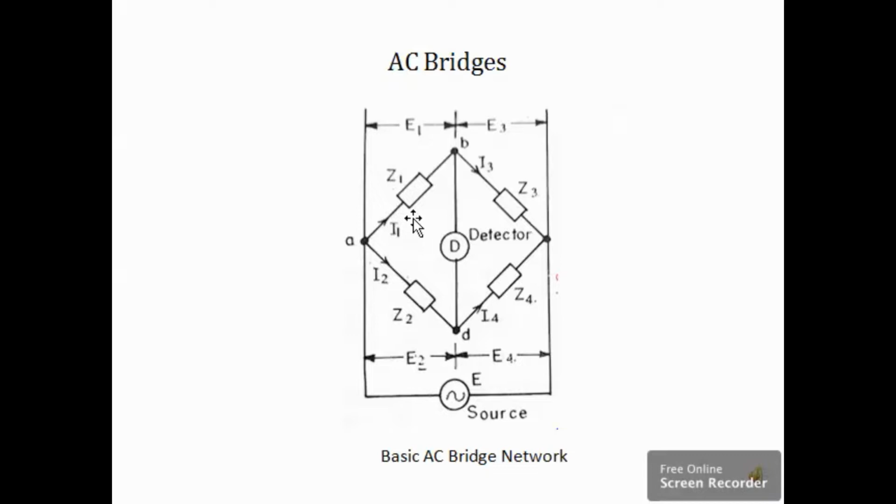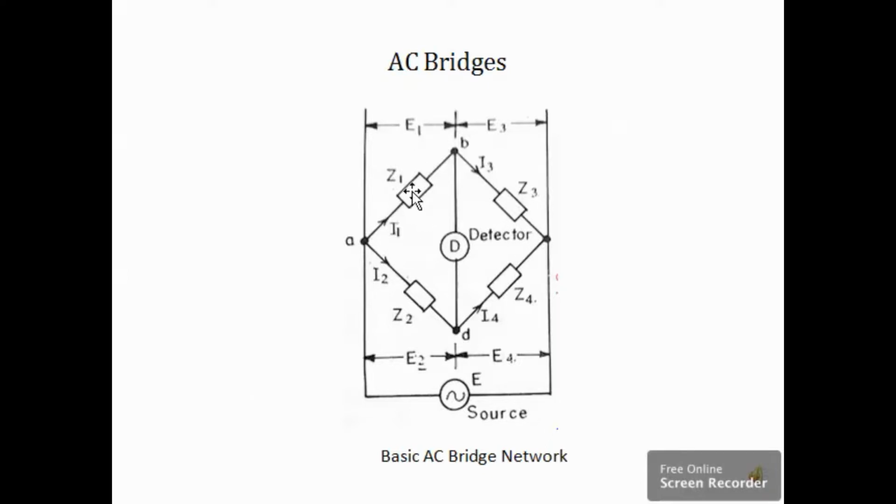This AC bridge is a natural outgrowth of our Wheatstone bridge. This bridge, in its basic form, consists of mainly three parts. One is the arms of the AC bridge. Here it consists of four arms. The first arm is from A to B. Second arm is from A to D. Third arm is from B to C. And the fourth arm is from C to D. These are the four arms of an AC bridge.